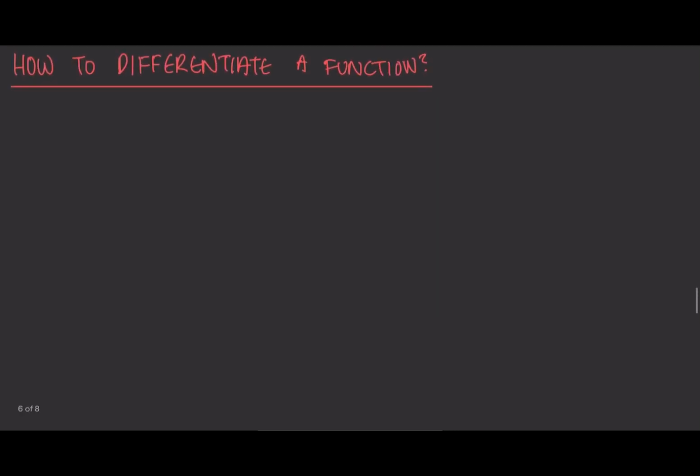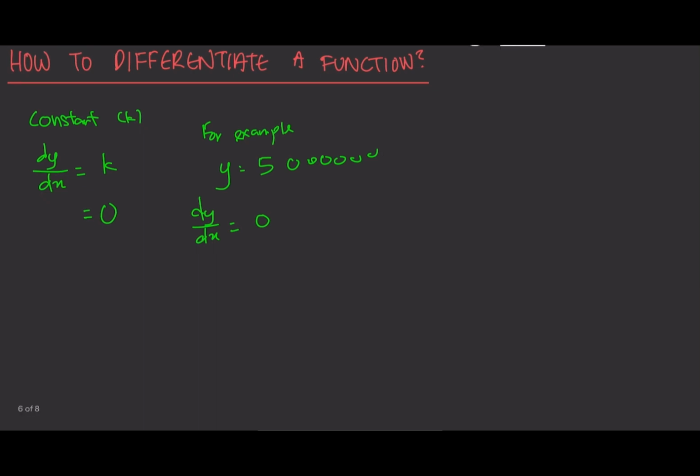Okay, now there's something else I need to address, and that is how do I differentiate a constant k? It's pretty simple. When you differentiate a constant k, it is always equal to 0. For example, y equals 5. If you differentiate, dy/dx equals 0, even if it is 5 million, it always becomes 0, right?